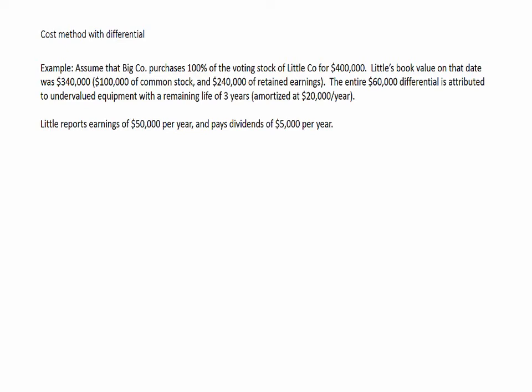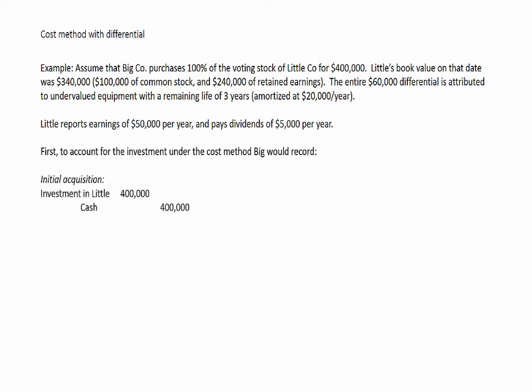So let's go ahead and run through a quick example. Assume that Big Company purchases 100% of the voting stock of Little Company for $400,000. Little's book value on that date is $340,000: $100,000 of common stock and $240,000 of retained earnings. The entire $60,000 differential is attributed to undervalued equipment with a remaining life of 3 years, to be amortized at $20,000 per year. Little reports earnings of $50,000 per year and pays dividends of $5,000 per year. First, let's account for the investment under the cost method. Big records their acquisition, and then they record their receipt of that $5,000 in dividends, recording that as investment income.